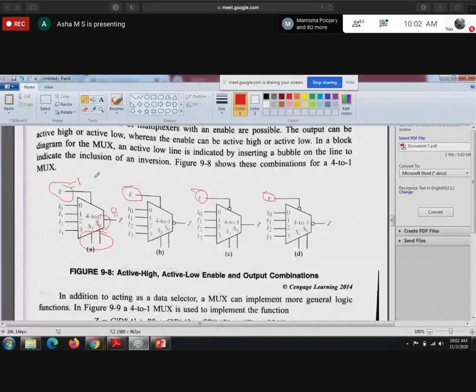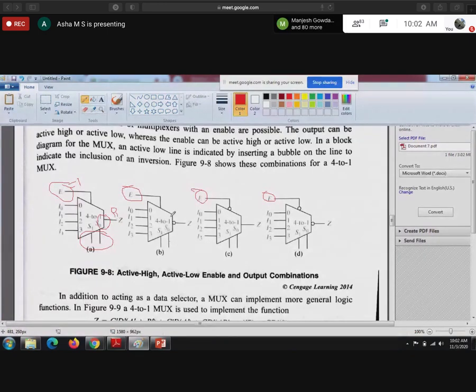So when e equal to 1, it works as a normal multiplexer. So depending on the selection, it will select I naught at Z. Depending on 0 1, I1 will be selected and reflected at the Z.